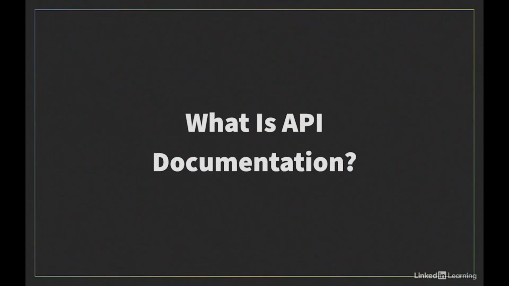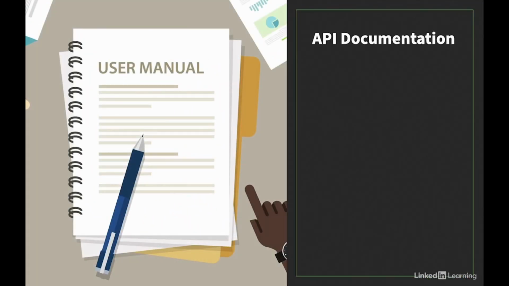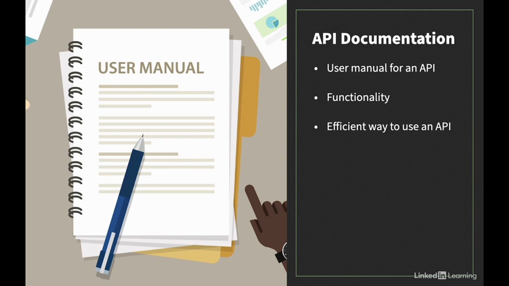Now, what is API documentation? We might have the best API in the market, but without good documentation, it will not be of any use. API documentation acts like a user manual for an API. It provides the best consumer satisfaction by explaining everything about our API and what it can do. It explains the complete functionality of the API. It includes information about the most efficient way to use the API and how to integrate with it.